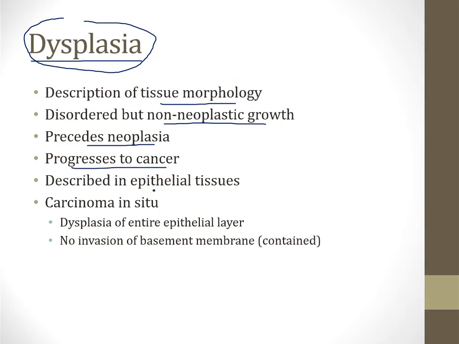This is usually described in epithelial tissues like the GI epithelial layer or breast tissue, and sometimes the term carcinoma in situ is used. And what this term means is that a tissue bed is displaying dysplasia of the entire epithelial layer with no invasion of the basement membrane yet. In other words, the carcinoma or the dysplasia is contained within the epithelial layer. It has not broken through the basement membrane.